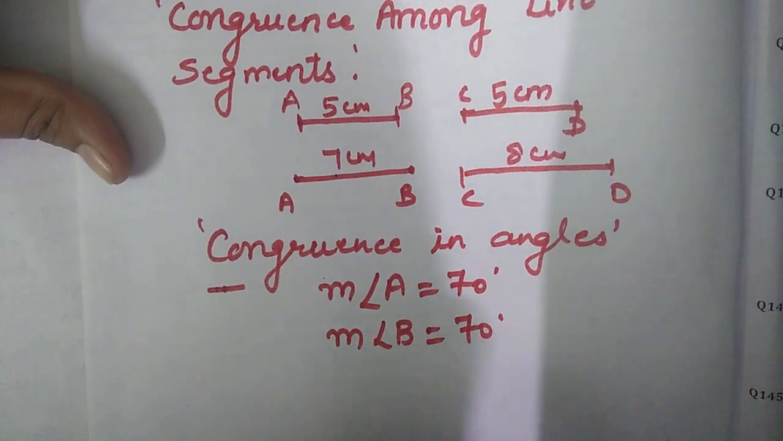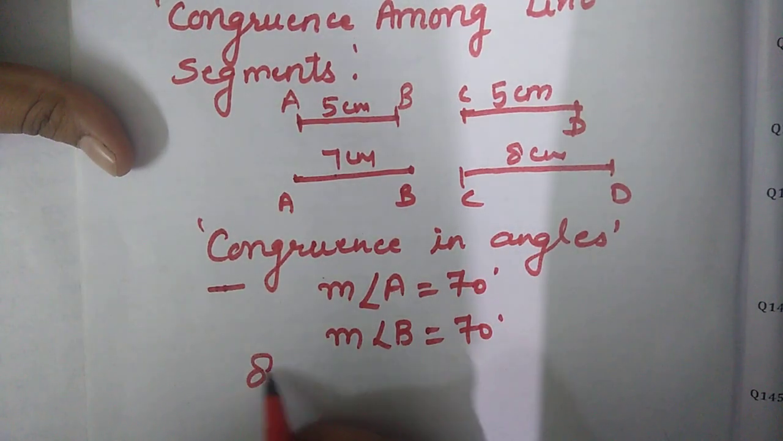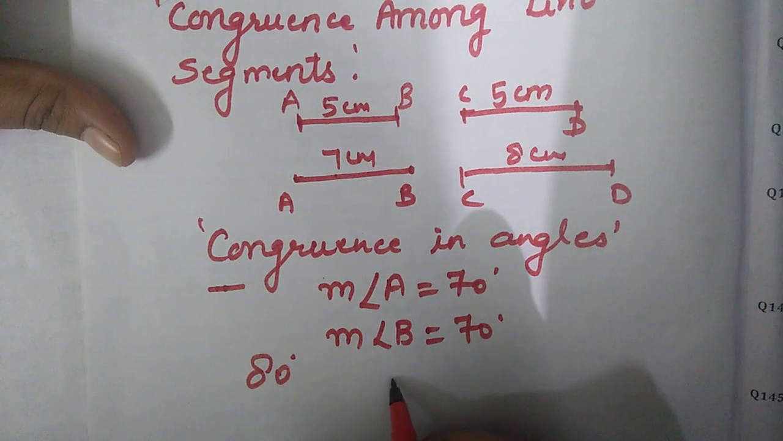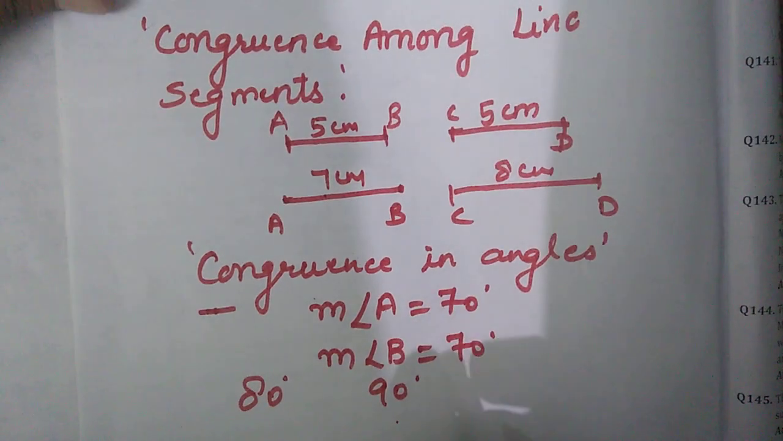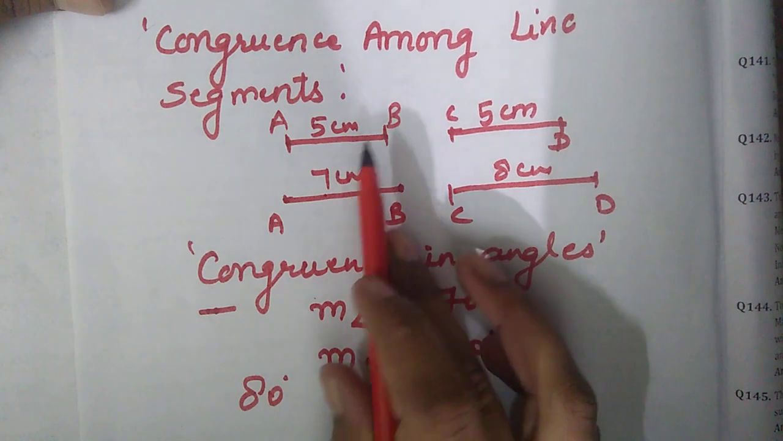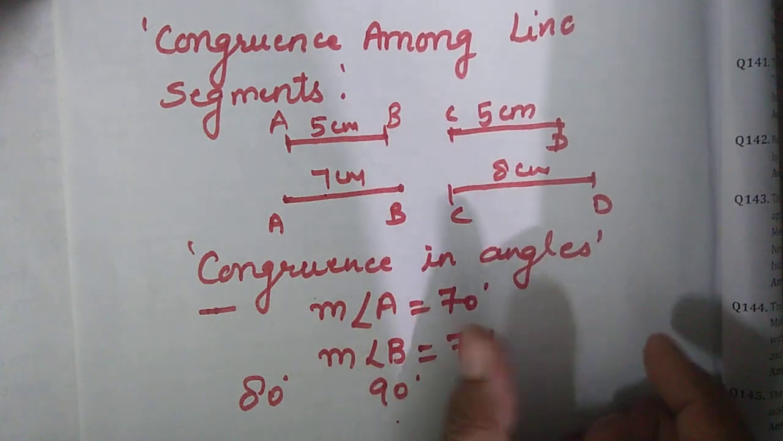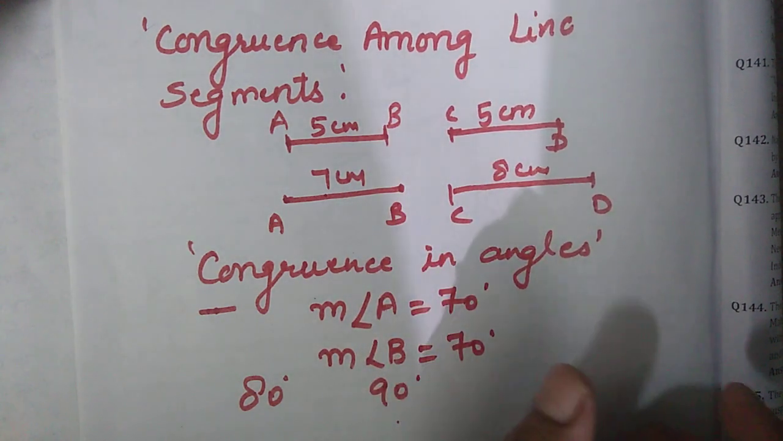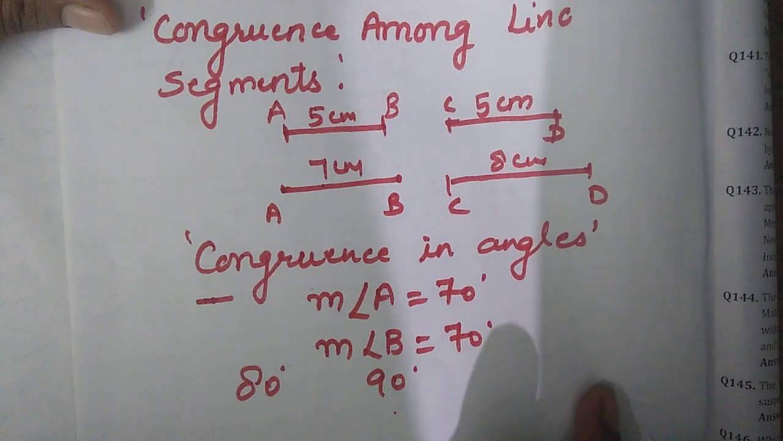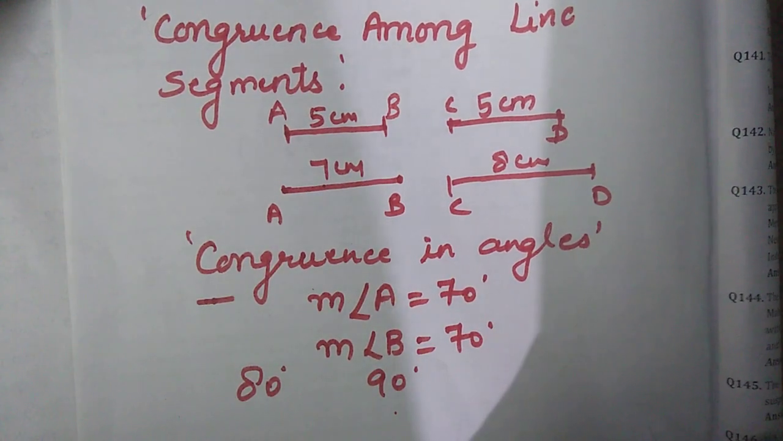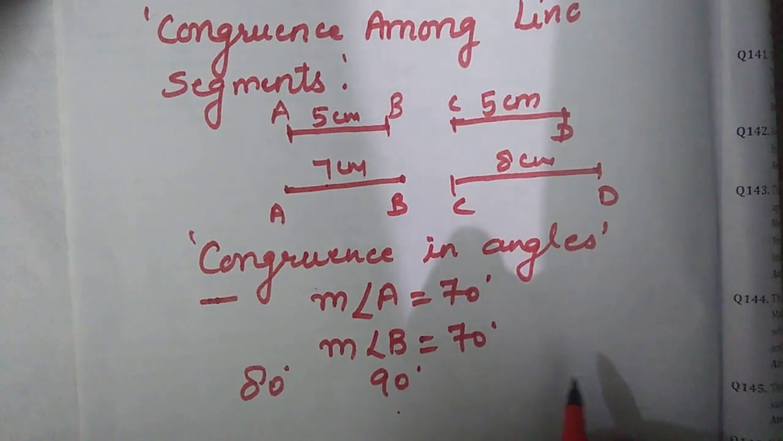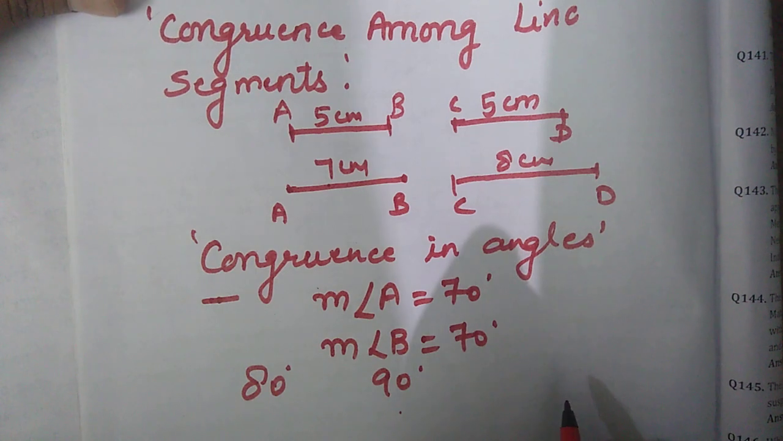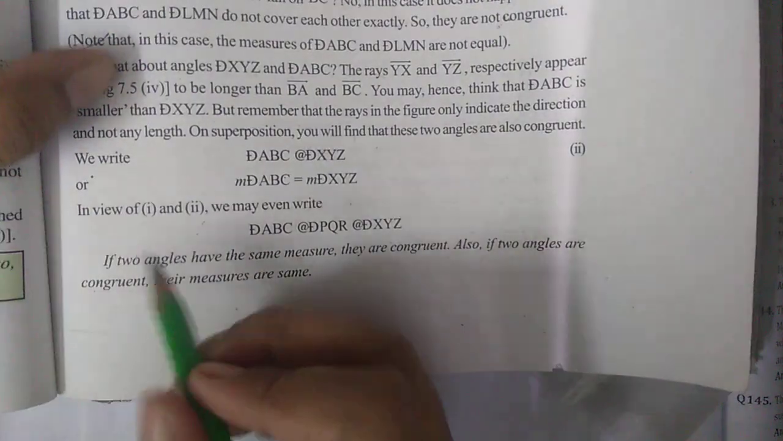If the measurement of one angle is 80 degrees and another angle is 90 degrees, are they congruent? No, they are not congruent because they are of different measurement. So we have learned about congruence in line segments. Two line segments are congruent if they have the same measurement, or you can say the same length, and two angles are congruent if they have the same measurement. If one is 70, then the next one should be 70, then we can say the angles are congruent.